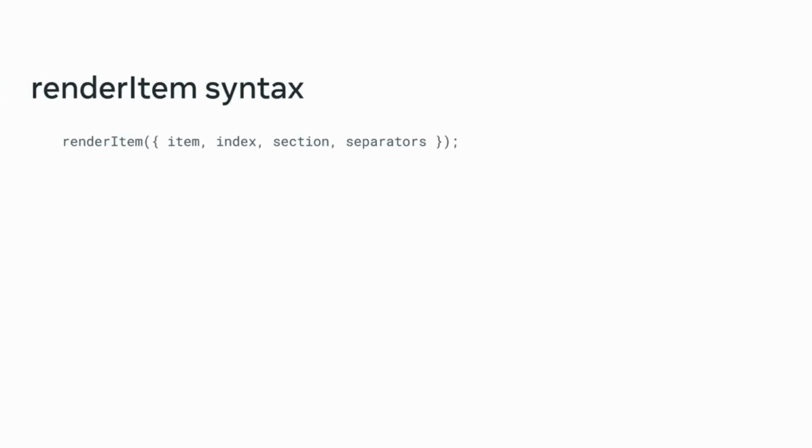To break it down further, render item contains 4 elements: item, which is an object as specified in the section's data key; index, which represents an item's position within the section; section, which represents the section object as specified in the section's prop; and separators, which is an object that can be used for highlighting, unhighlighting, and updating props.